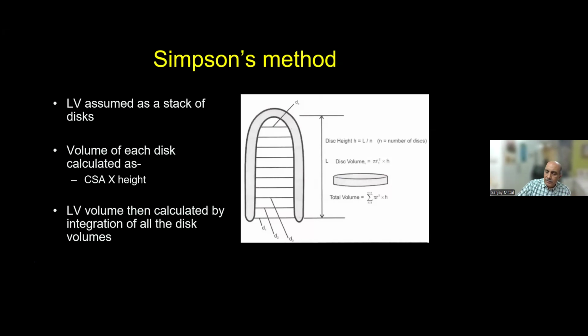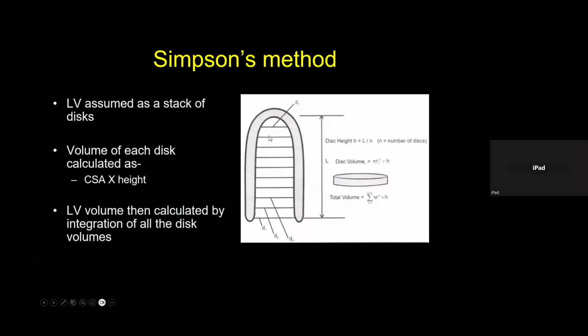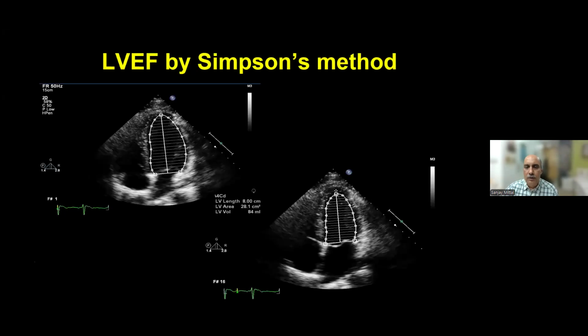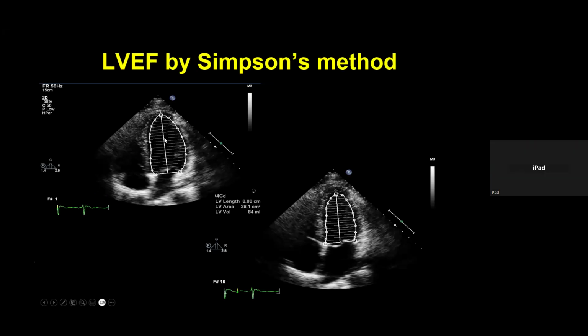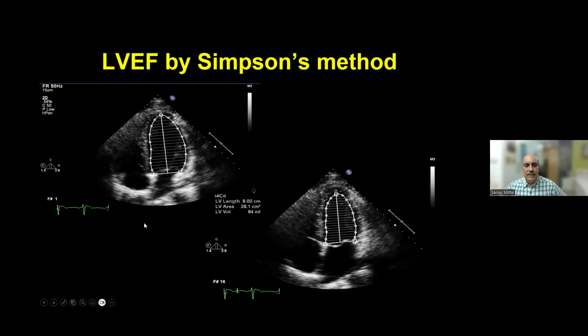The difference of diastolic and systolic volume is the stroke volume. That means when the ventricle expands in diastole and then contracts in systole, the volume it has pumped into the aorta is the stroke volume. It's the difference between diastole and systole. And the fraction of the stroke volume to the diastolic volume is the ejection fraction. We have to learn doing that by Simpson's method. And this is something which is painstaking.